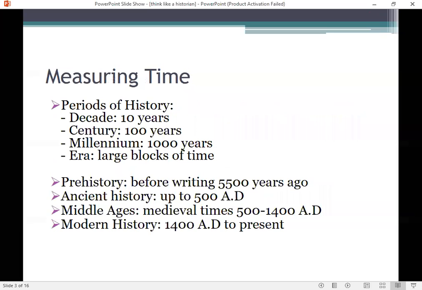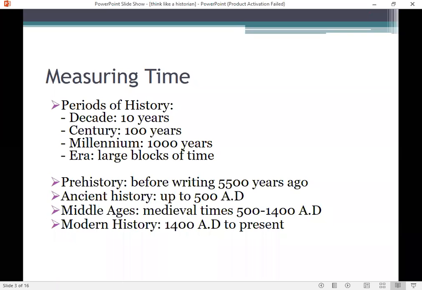Okay. When we measure time, there are certain words that we use, you took them last year, that define certain periods of time. Decade means 10 years, century, 100 years, millennium, 1,000 years, and an era is a large block of time. This year, we're not using numbers. So if there's a question that you need to answer, or if there's a term that I will use, we will use these words. For example, you will say that the war lasted for a decade, not for 10 years. So this year, we're not using the numbers, we're using the terms.